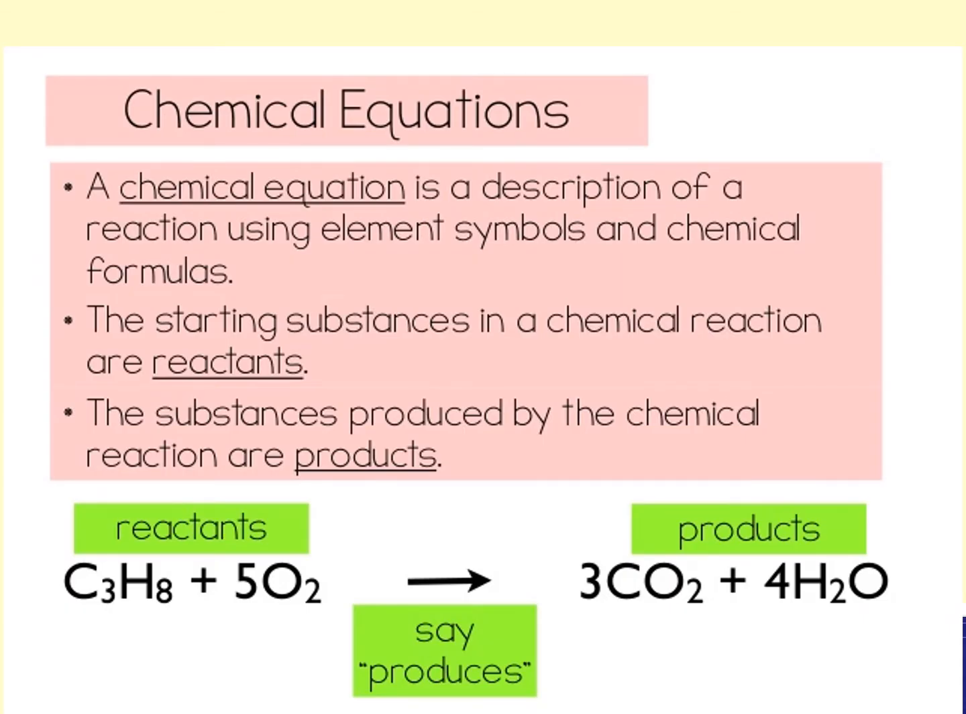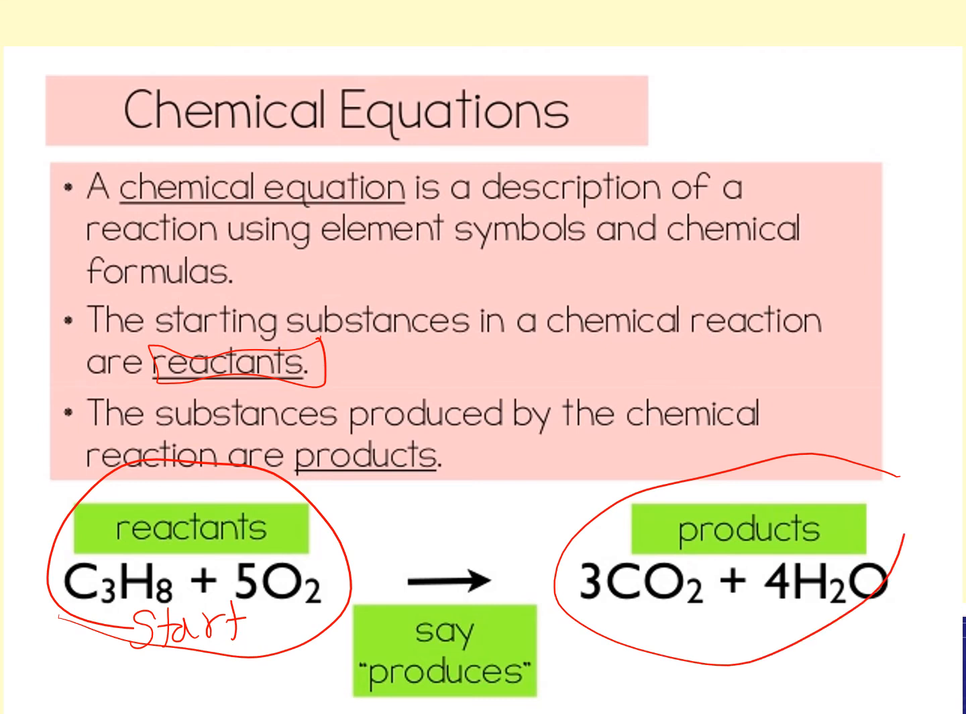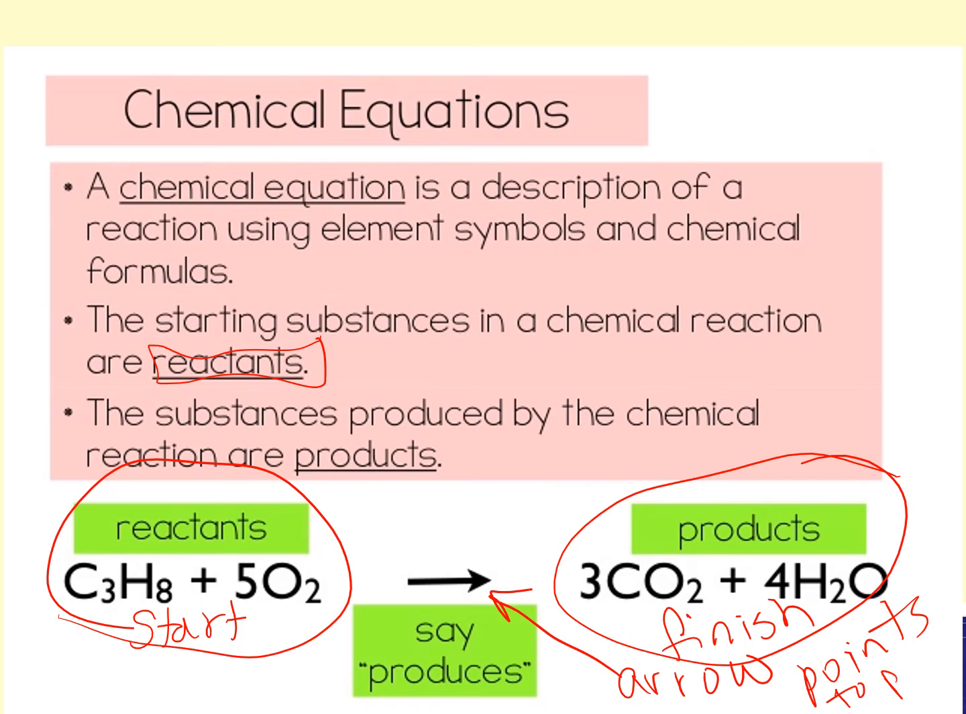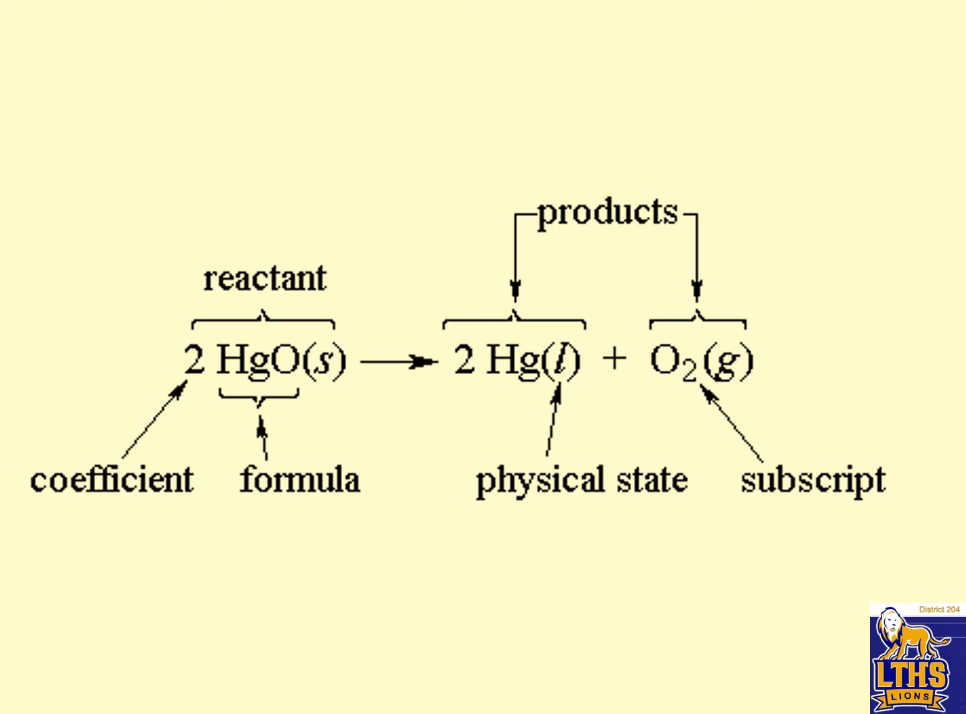Chemical equations are equations that describe the reaction using element symbols and chemical formulas. The starting substances are called reactants. You start with reactants. The substances produced by the chemical reaction are products, and the arrow points to products. Arrow says to produce, points to products in a chemical reaction.